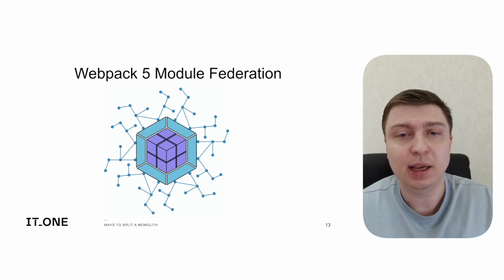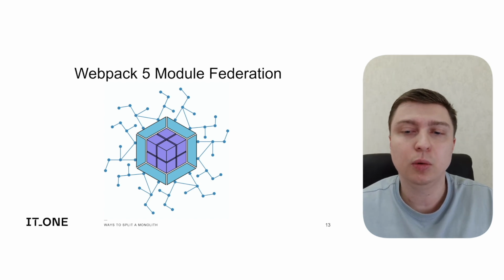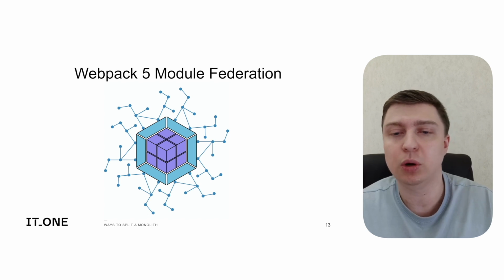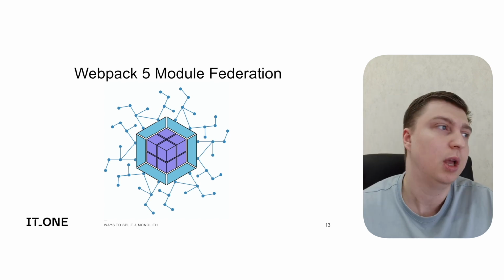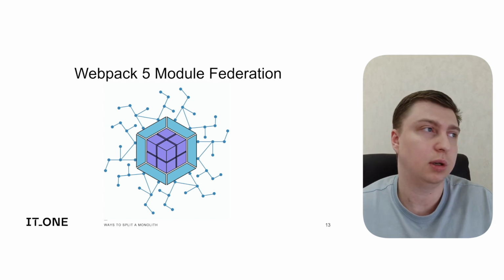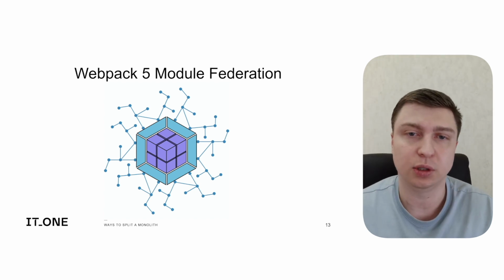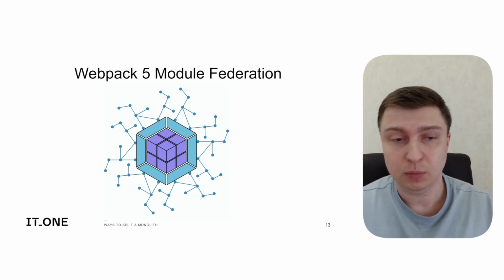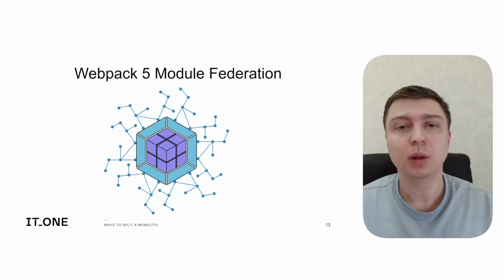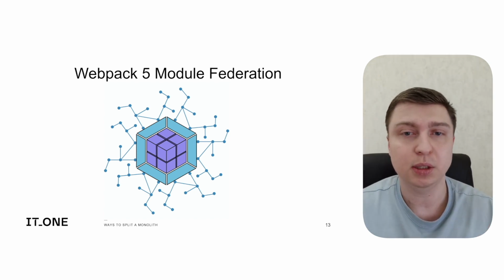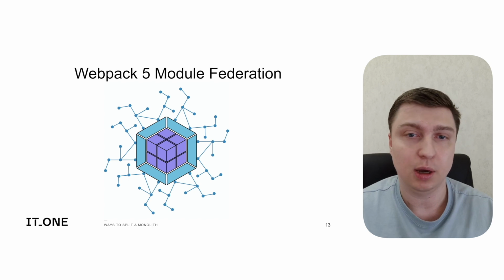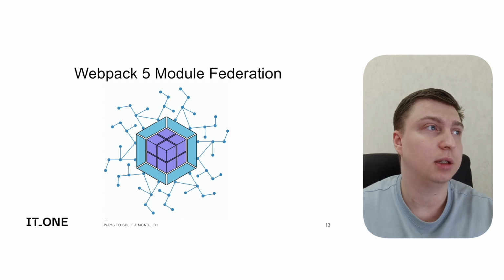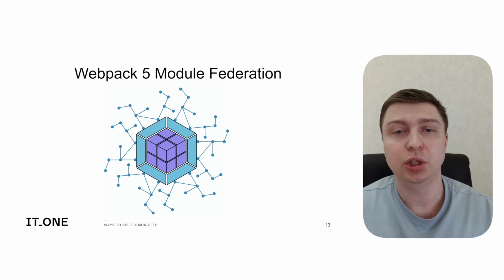And unlike single-spa, it allows you to use not only the entire application, but also its modules. For example, you can use just selectors from another application. And we covered six ways how we can split our monolith, and let's repeat it once again and find out which we should use.